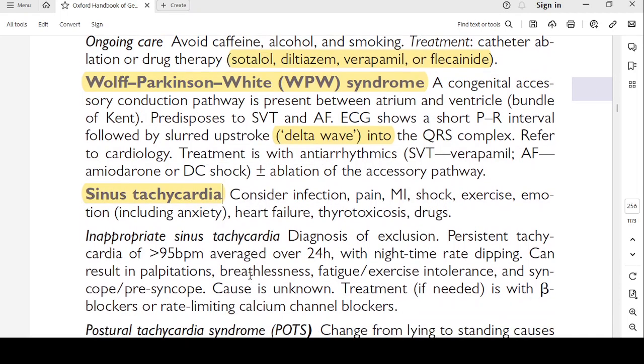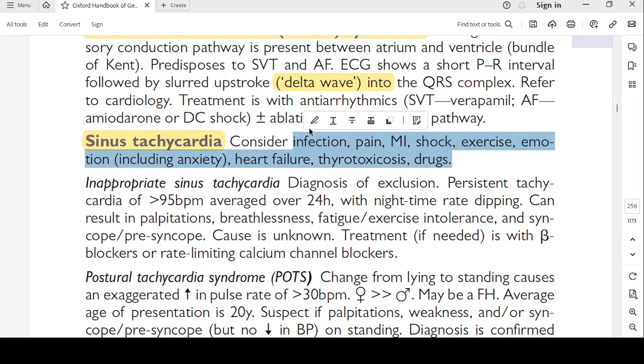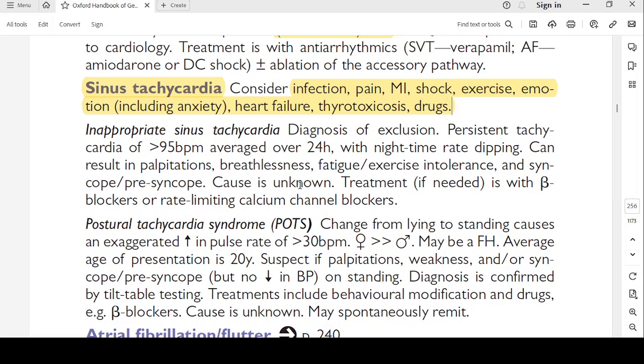Sinus tachycardia. Consider infection. See, it is not any pathological tachycardia, but only sinus tachycardia. Consider if there is any infection, pain, MI, shock, exercise induced, emotion induced anxiety, heart failure causing increased heart rate, thyrotoxicosis or drugs. These are the causes you need to rule out when there is a normal ECG and only tachycardia.